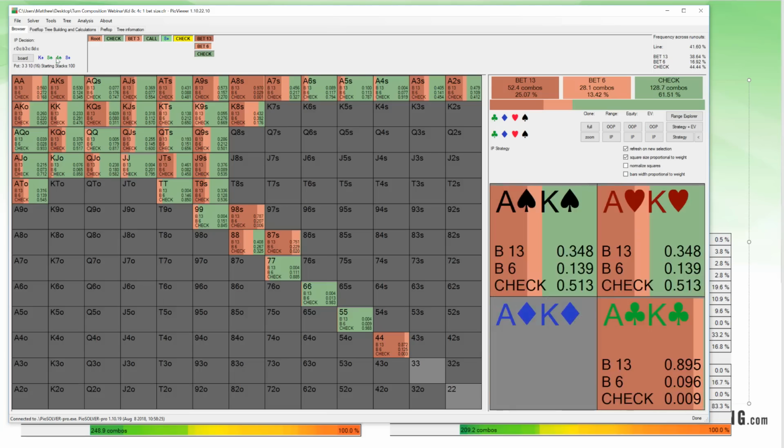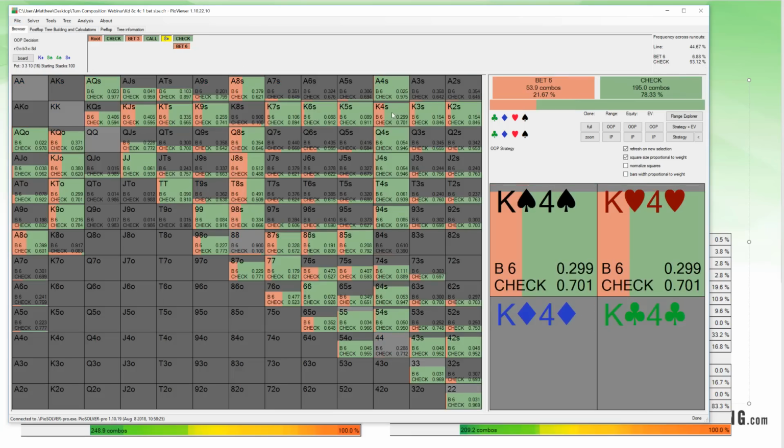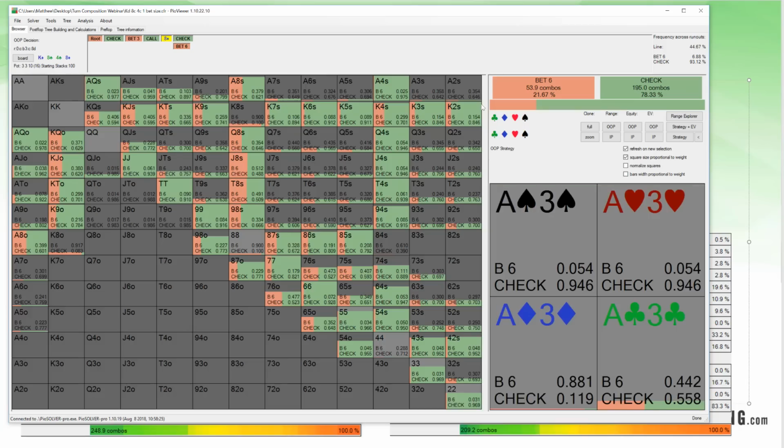Is he leading his counterfeited two pairs, king 4? I would guess no. I don't think he's leading a few of them as blockers. He's leading some of these, but he's not leading them any more than he's leading some of his king jack and stuff.